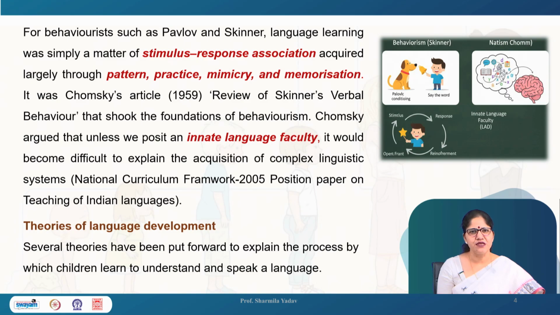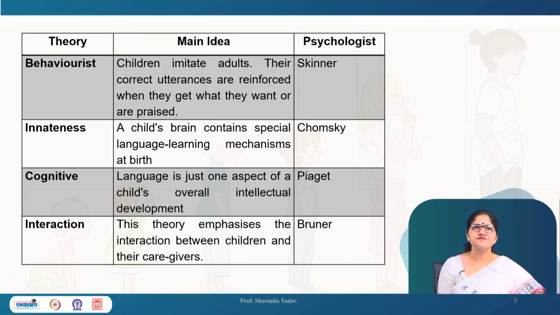Several theories have been put forward to explain the process by which children learn to understand and speak a language. There is a table. First we see it very briefly and then explain all these theories. What are the views of behaviorist theorists? Their main idea was children imitate adults. Their correct utterances are reinforced when they get what they want or are praised, and it was proposed by Skinner.